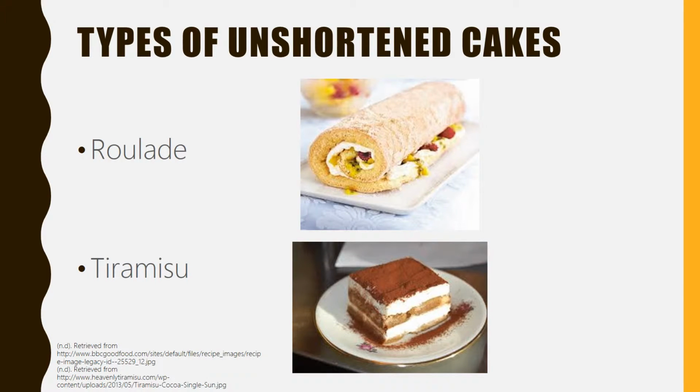Roulade. This is a rolled sponge cake filled with various ingredients that can include preserves, frosting, nuts, and other flavorings. Tiramisu. Tiramisu basically consists of sponge cake or ladyfinger cookies soaked in coffee and alcohol, spread with unique Italian ingredients of mascarpone cheese and zabaione, and then topped with sprinkles of finely grated chocolate.